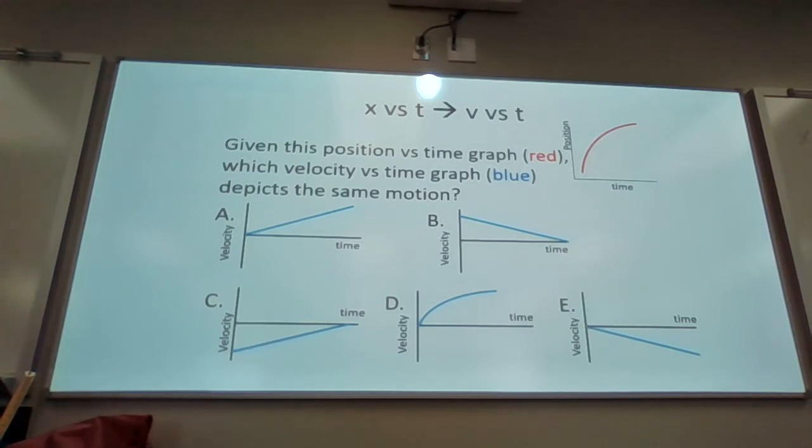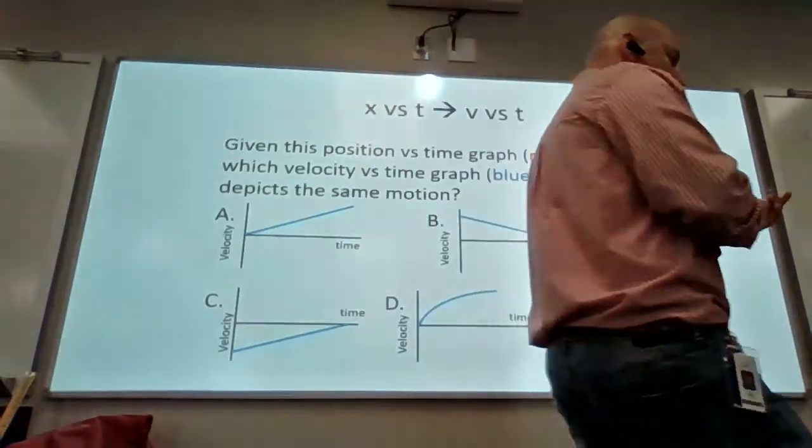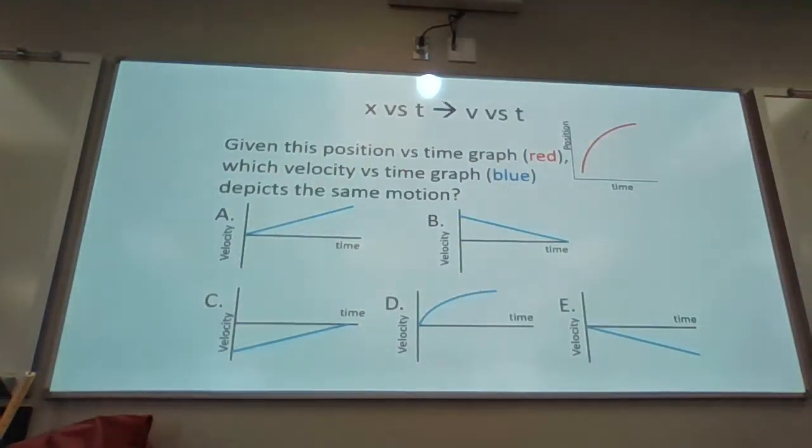Thumbs up when you have an answer. Tell your neighbor. Tell them why you came to that conclusion. C and D, and then you would have after C and then it starts fast. So it's E, get closer to C.